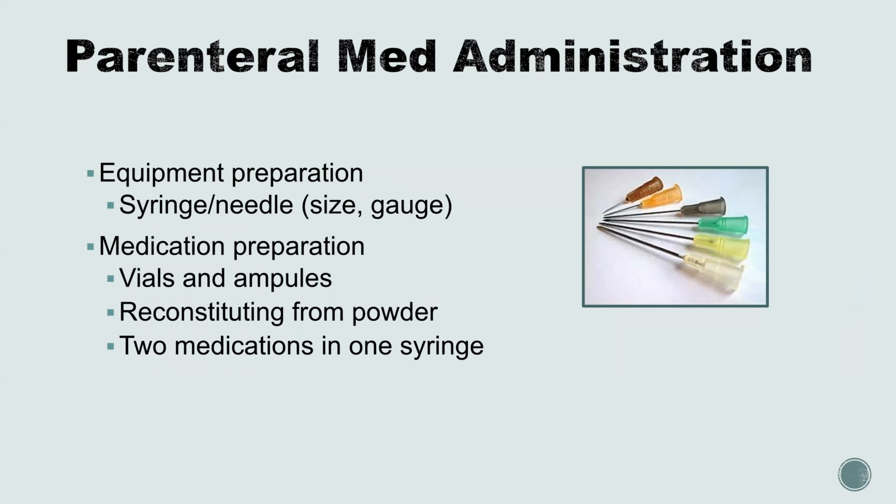So what equipment do you need for parenteral medication administration? Depending on the type of injection and the patient's size, you're going to need to know different needle sizes. So you can see table 25-6 for an overview, and it'll also be on your injections checkoff as well. And then you may need medication preparation. You may get a vial or an ampule.